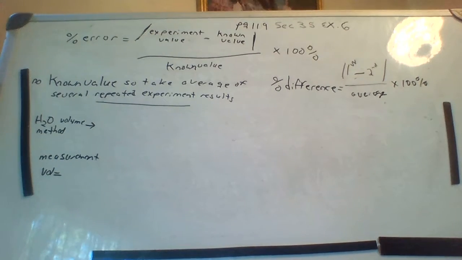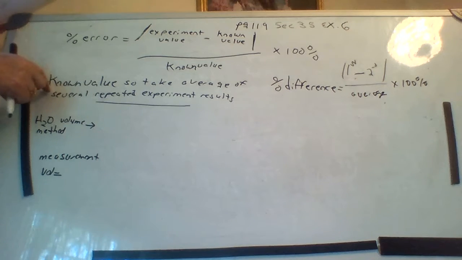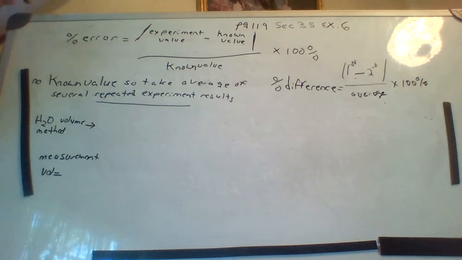So we're doing section 3.5, example 6. We're on page 119. They do give you a little verbiage before on page 118 before doing example 6. But basically it's saying, how can results be verified, like you did in example 5, if the known value is not given? If you don't know what the known value is, well, then you're going to have to compare the results.